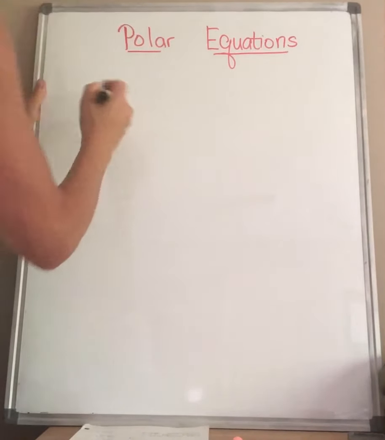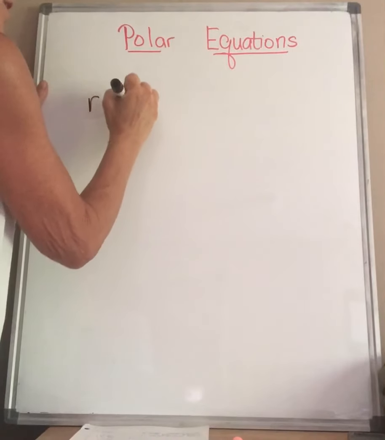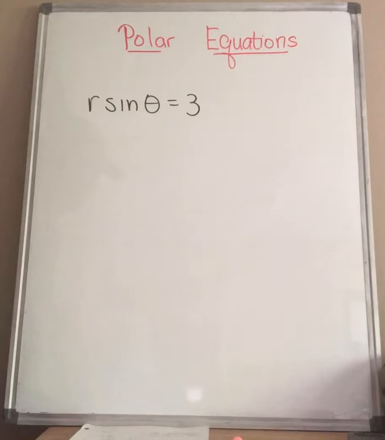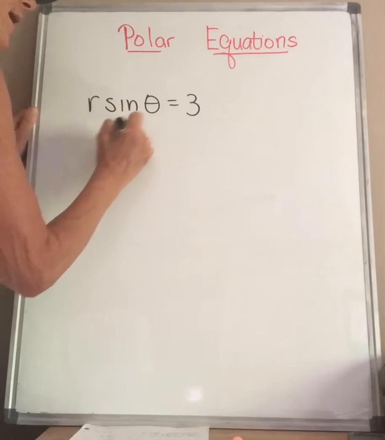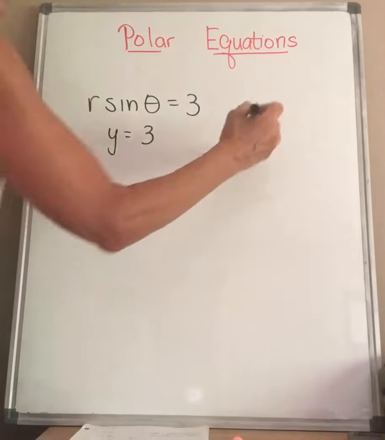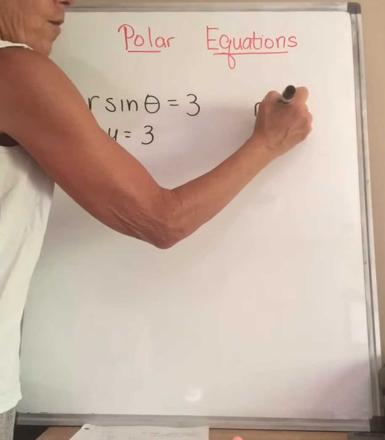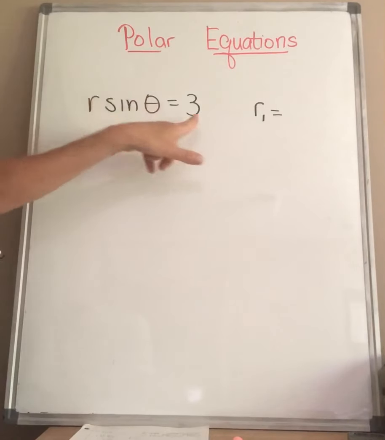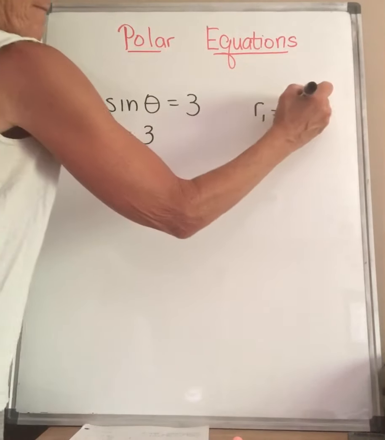If I tell you, for example, that r sine theta is equal to 3, and I would like for you to change that into rectangular, r sine of theta is just y. So this is really y is equal to 3. What you can do in the calculator now, go into polar mode, go into y equals. And when you're in y equals, it will say, for example, r1 equals. If we put this in the form r equals, we get 3 over sine theta.